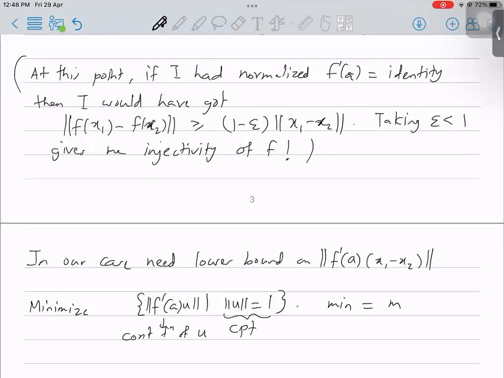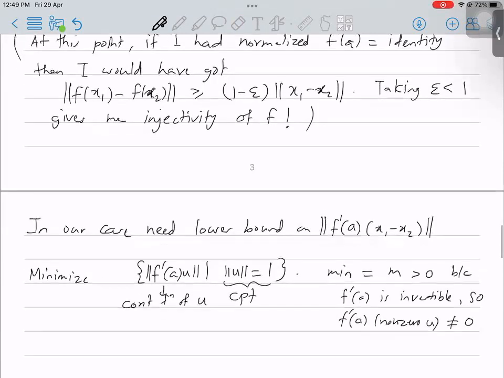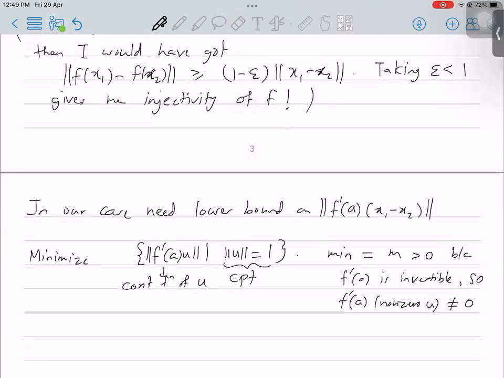Why can't this minimum be 0? Because it's invertible. Correct. So m is greater than 0, because f prime of a is invertible. So f prime of a of non-zero u is not equal to 0. And remember, I'm minimizing on a compact set, so the minimum is actually achieved. Okay, all right. So I have this minimum, let's say m.